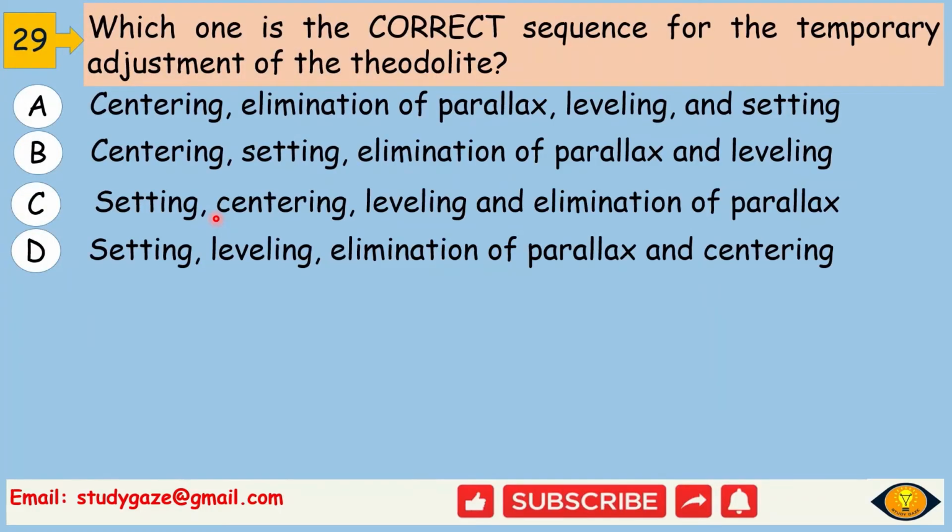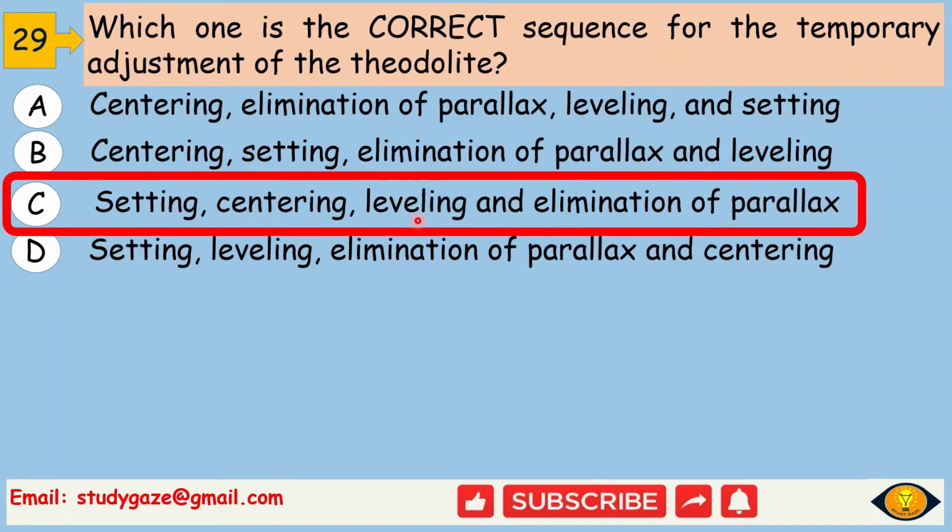Next. Which one is the correct sequence for the temporary adjustment of the theodolite? The correct sequence of the temporary adjustment of the theodolite will be setting, centering, leveling and elimination of parallax. First it will come setting and last it will come elimination of parallax.